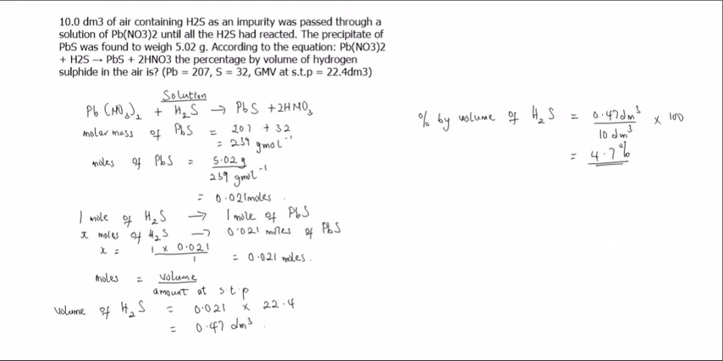So with this, we've come to the end of the solution to the question, and we've gotten the percentage by volume of hydrogen sulphide in the air to be 4.7%. That will be all.